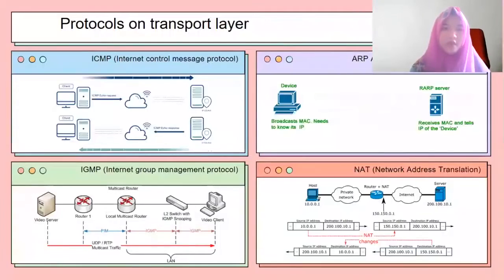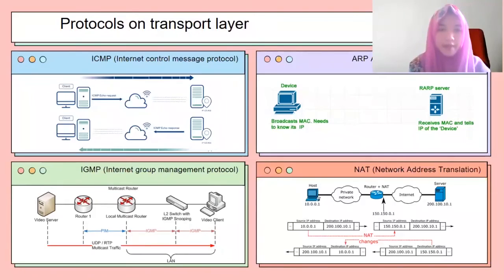Then protocols. Protocols on the transport layer. First, ICMP or Internet Control Message Protocol is used to detect network connection on a certain line. Second, IGMP or Internet Group Management Protocol gives the system the ability to support multicast data transmission. It's used by the host to register its multicast membership, and it's used by connected routers to find the group.